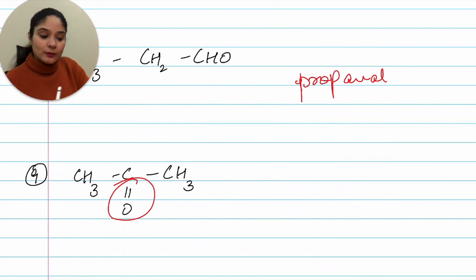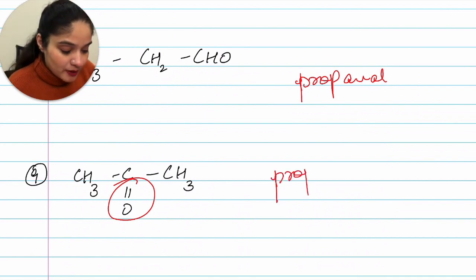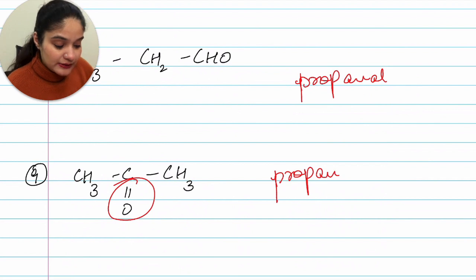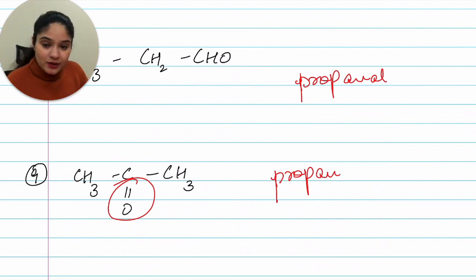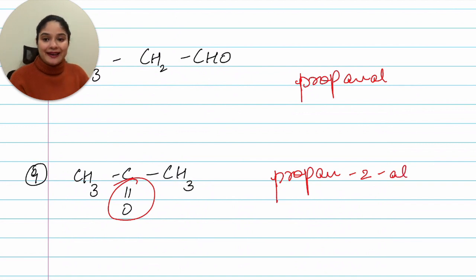So what will this become? This will become prop, then ane, because all are single bonds. Propan, 2, position number 2, al. Propane-2-al: an aldehyde attached at the second position in a carbon chain of 3 atoms. Make sense, students?